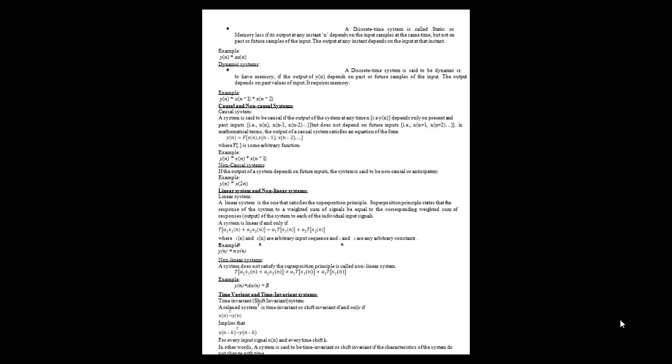the characteristic of the system does not change with time. So for example, y of n comma k will be equivalent to y of n minus k. For example, we'll go for a differentiator. Similarly, a time variant or shift variant system is a system whose characteristic changes with time. That is, y of n comma k is not equivalent to y of n minus k.